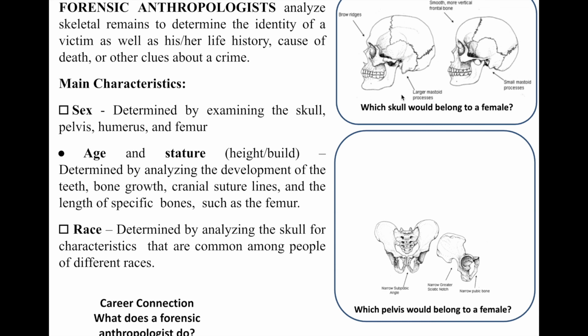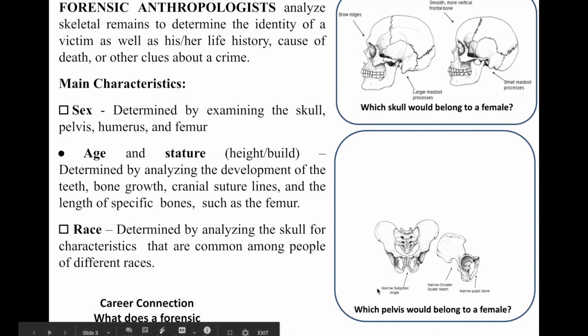So if you look at this picture up here, it says which skull would belong to a female. So we have this one has a larger mastoid process, which is this knob that sort of sticks off where it would be basically like under your ear. A brow ridge that's pretty defined. And then this one is a smooth, more vertical frontal bone and a much smaller mastoid process. So which one do you think would be the female?